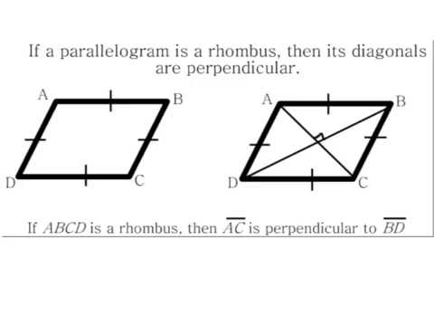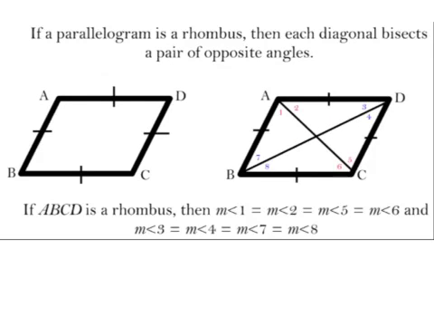A couple additional features and properties for a rhombus. If you have a rhombus, the diagonals not only bisect each other because it's a parallelogram, but they're also perpendicular. So what that means is the angle that is created by the intersection of the two lines, these are all right angles. So all four of these angles would be right angles.